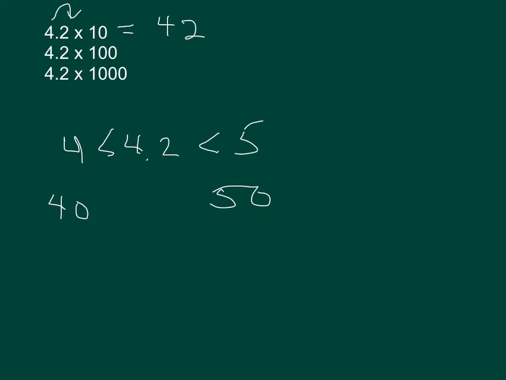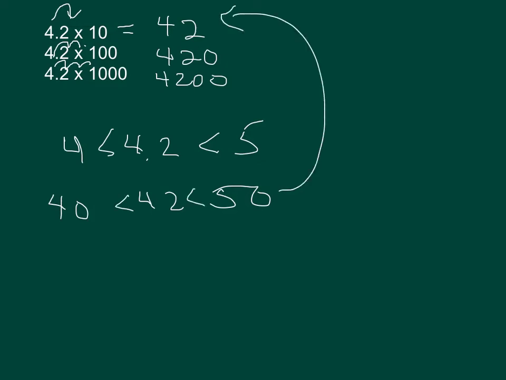Then when I multiply by 100, the decimal point is going to move 2 spots for the 2 zeros, so you have to add a 0 in, so you get 420. And then 4.2 times 1,000, it's going to move 3 spots. So we move it 1, 2, 3. So we get 4,200. And you can see my initial thinking of the estimation, 42 is between 40 and 50. And so my theory works. You never add any zeros between digits in your decimals.